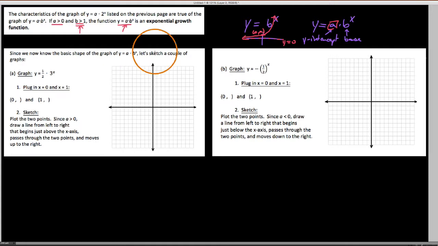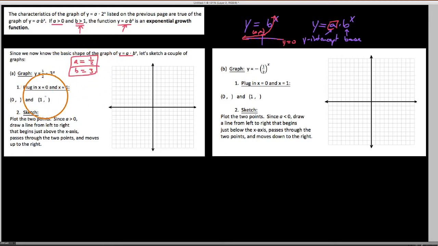Okay, so since we know the basic shape of these graphs now, all I want to do in this video is throw together a couple of really quick graphs and show how you might approach that. So let's go ahead and start with this one here. We say y equals 1/2 times 3 to the x. The first thing I want to do is identify a few things here. We say a equals 1/2, and our b value is 3. So we have our coefficient out front and our base value on our graph.